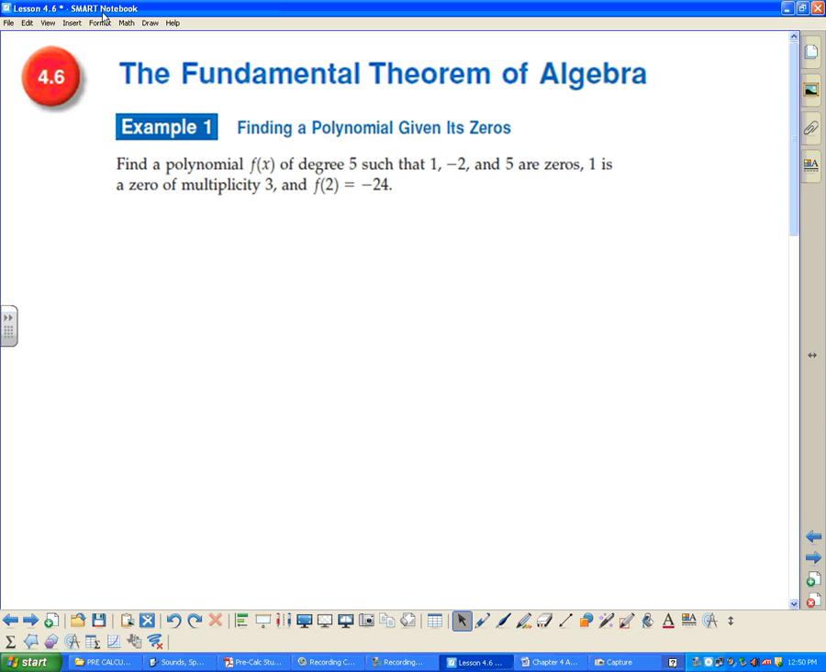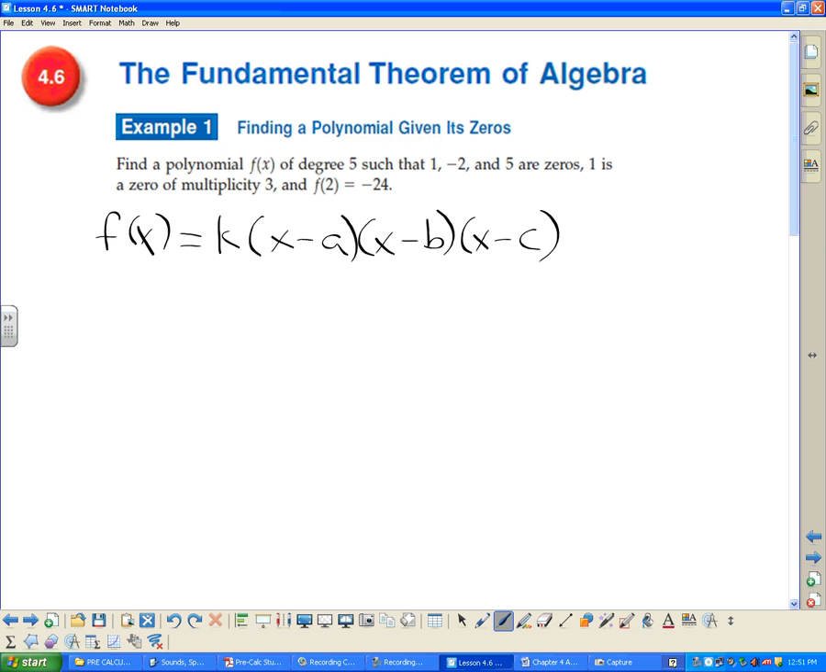And here it says a polynomial of degree 5 such that 1, -2, and 5 are zeros, and 1 is a zero of multiplicity 3, and f of 2 equals -24. So what we're going to do is find this polynomial. First of all, we're going to write it in the form f of x equals k times x minus a times x minus b times x minus c. Because there are only three factors, 1, -2, and 5, we just need to write three factors for this.